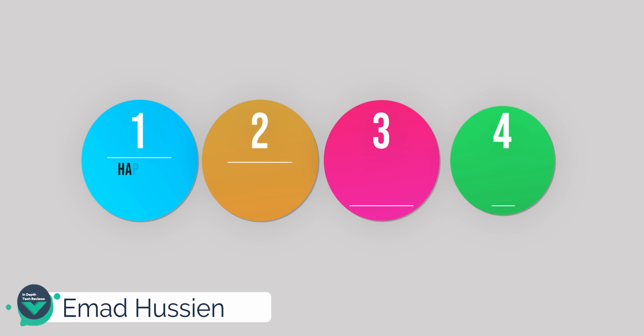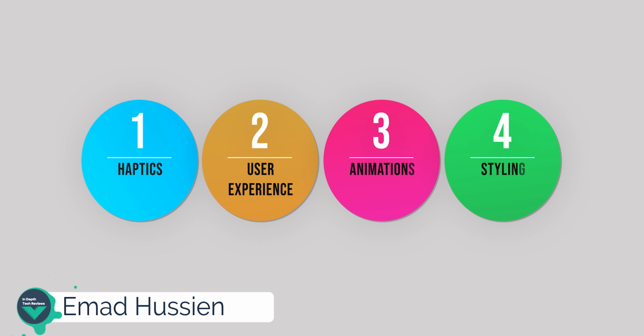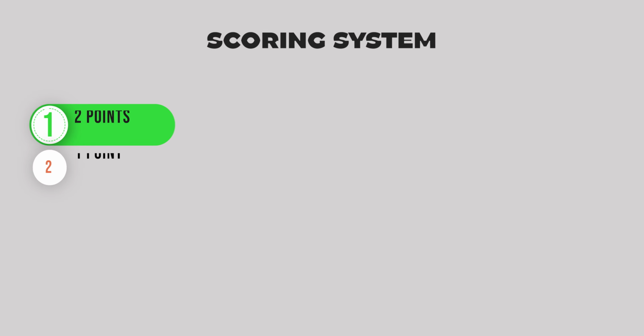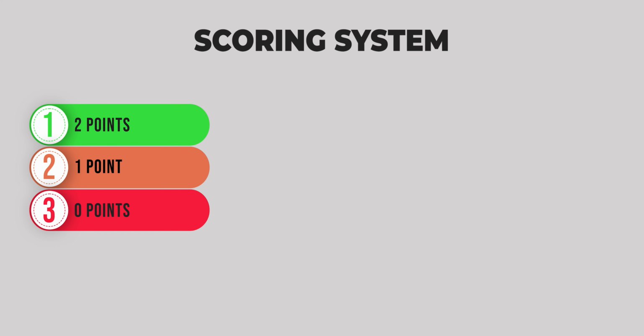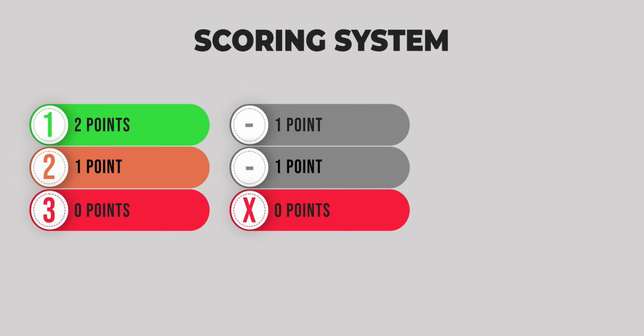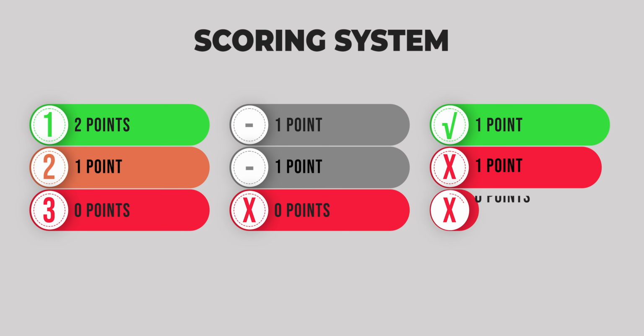This video will include 4 main categories: haptics, user experience, animations, and styling. The scoring system will be as follows. The winner will get 2 points, the second place will get 1 point, and 0 points for the third. If it's a tie between 2 operating systems, each one will take a point and 0 points for the third. And finally, if it's something exclusive to one operating system, it will take a point and 0 points for the rest. And now let's start with the easiest one, the haptics.